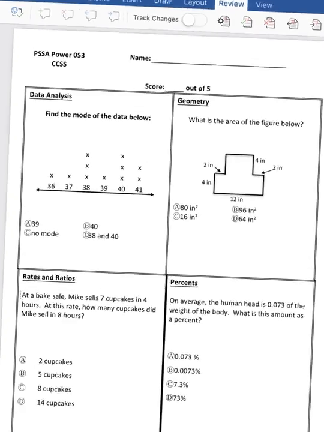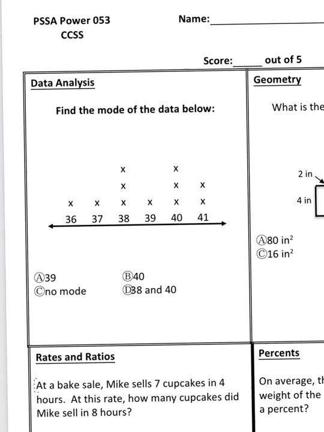It says, find the mode of the data below. Now, this already puts them in least to greatest order, so we don't have to worry about rewriting it. You also need to know what mode means. Remember, the MO in mode is like the MO in most often. So we are looking for the number or numbers that occurs the most often.